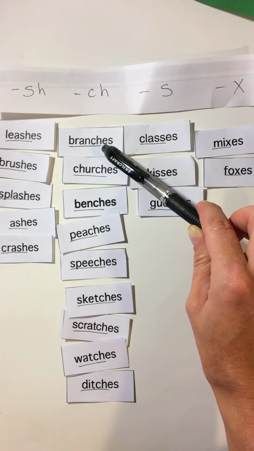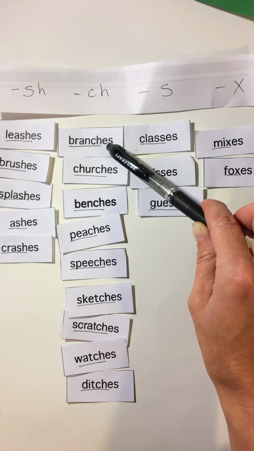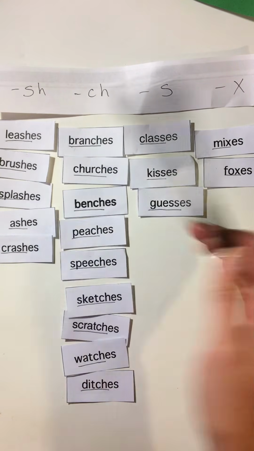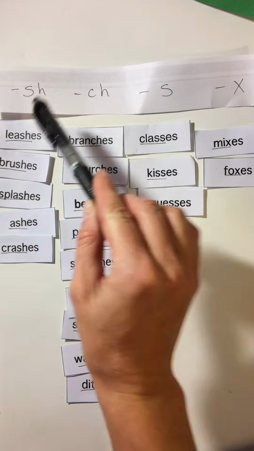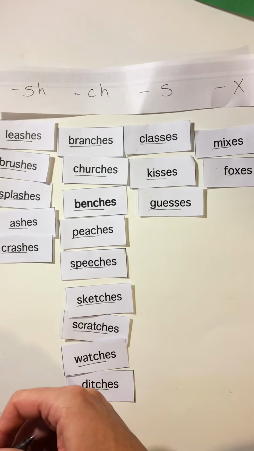Let's see what this sounds like. Branch-s. You can't really say it. You have to add in that extra sound. So if it ends with sh, ch, s, or x, you're going to add es and not just an s.